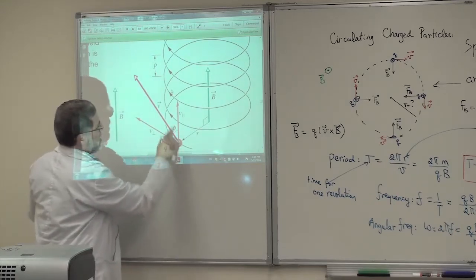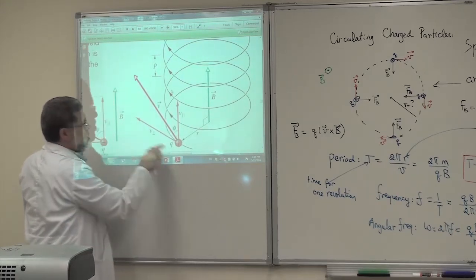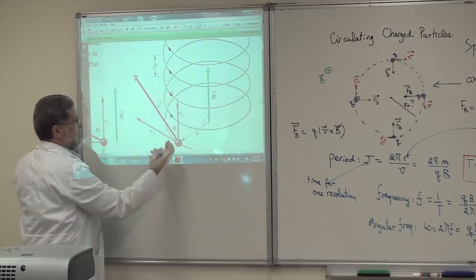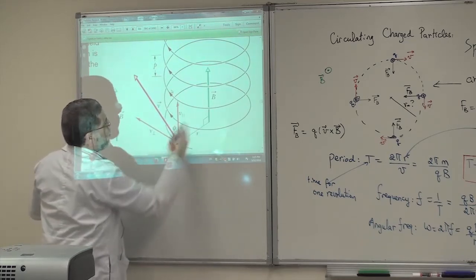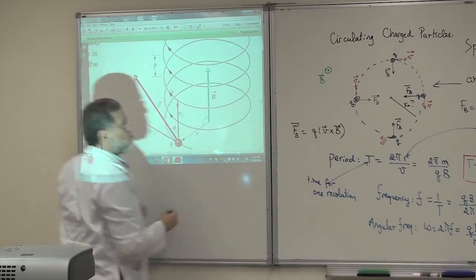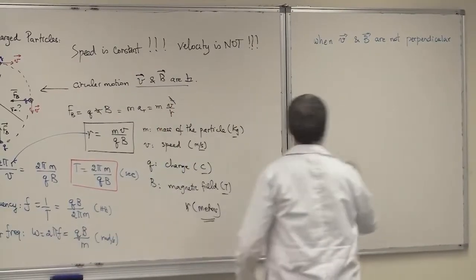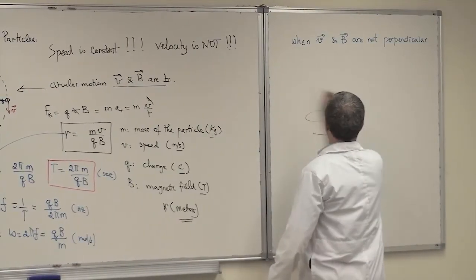So this V has two components. One which is perpendicular to B, which is responsible for rotation, and there's this component here which is parallel to B, which makes the object move in a helix. So the motion, in this case, is helical motion. So you end up with a helical motion.